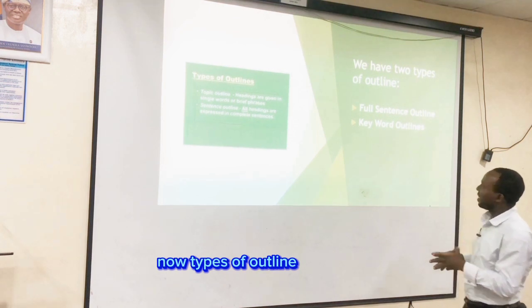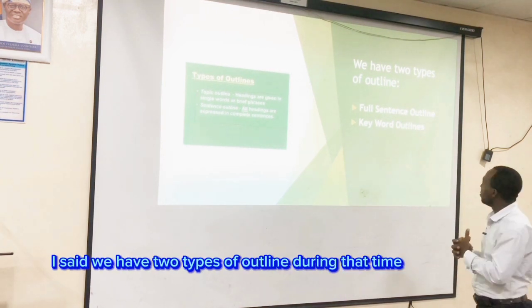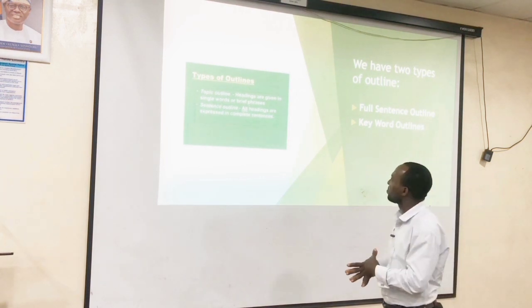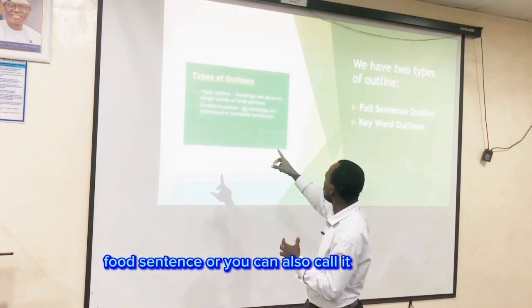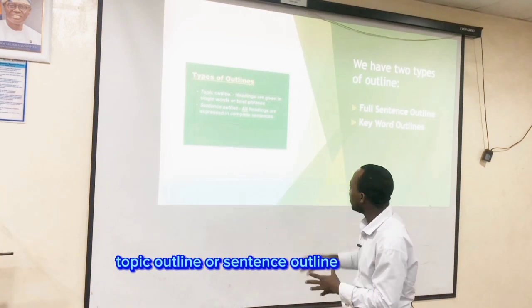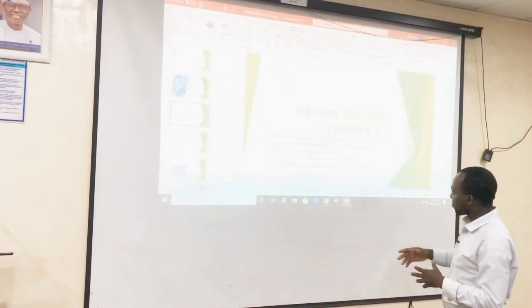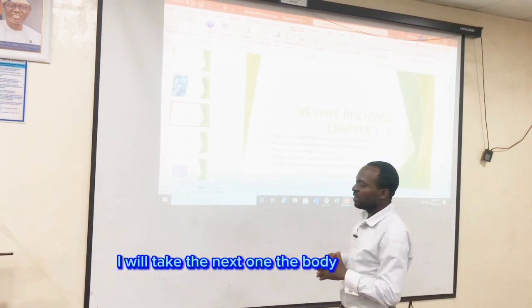Now, types of outline. I said we have two types of outline the other time. We have the full sentence outline or the keyword outline. The full sentence outline, you can also call it a topic outline or sentence outline. Because of our time, I will take the next one, the body.